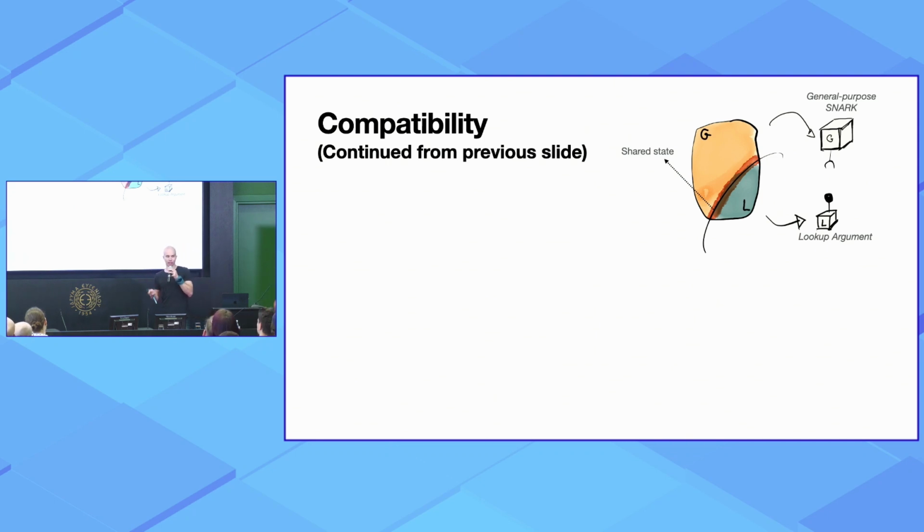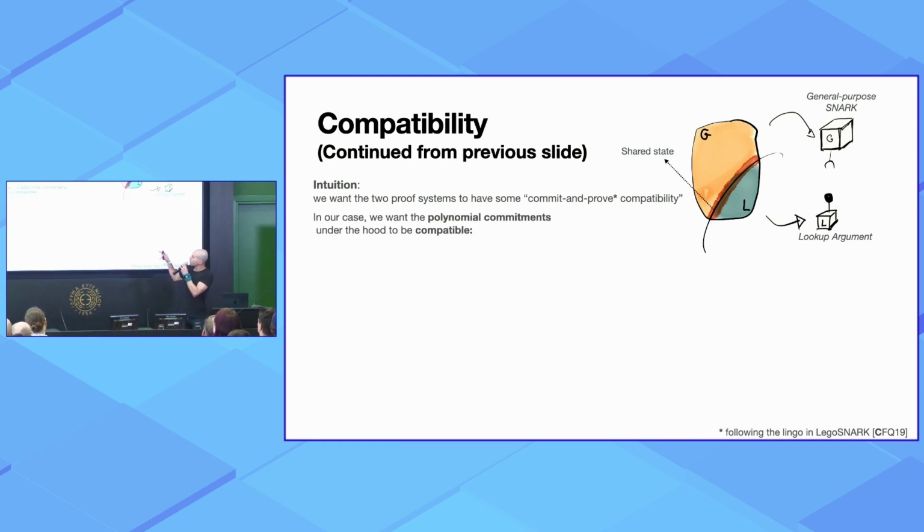What do we mean here in actual proof systems? What we mean is that the two proof systems need to have some, well, you can call it commit and prove compatibility of sorts. Both of the proof systems are going to use polynomial commitments. We saw that in the last talk. We know them as a basic building block of SNARKs. They need to be compatible.